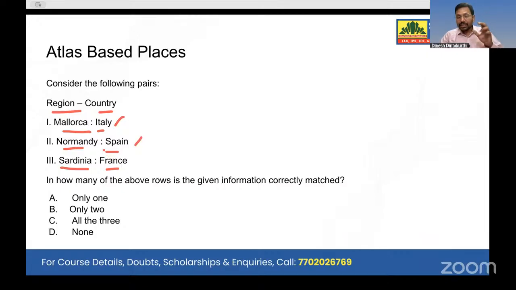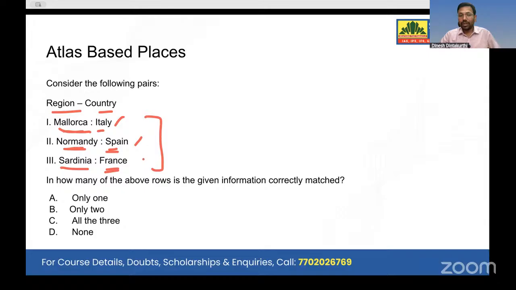So those places from different parts of the UPSC syllabus, or maybe from environment, have now been brought to the atlas as questions. For example, here all three options are wrong. Morocco is in Spain, Normandy is in France, Sardinia is in Italy. So you can't even take a guess. Don't ever take a guess in this type of question.